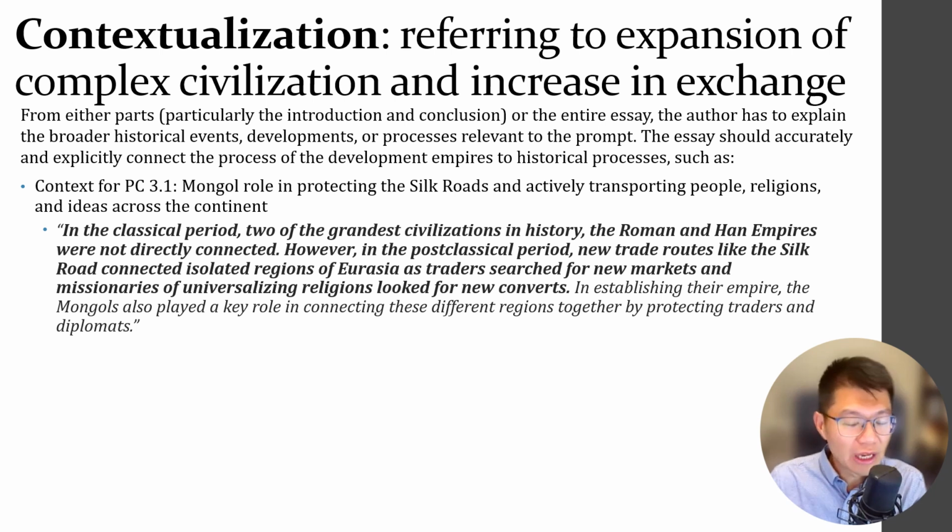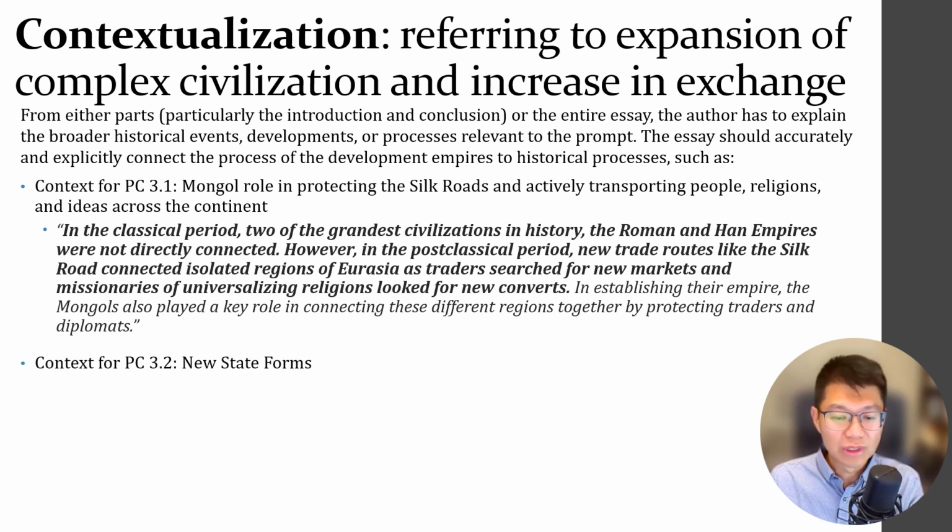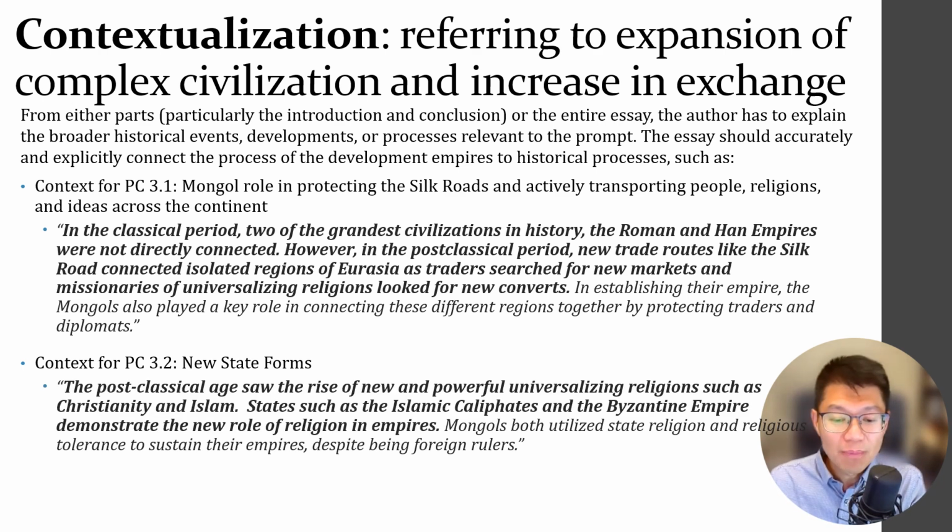And now you can go ahead and convert that and talk about the Mongols and how they play a role in history. Now, if you want to talk about the Mongols in helping to generate new state forms in this particular era, you can use something like this. The post-classical age saw the rise of new and powerful universalizing religions such as Christianity and Islam. Such states as the Islamic Caliphate and the Byzantine Empire demonstrate the new role of religion in empires. And then from there, again, transition to discussing the Mongols.